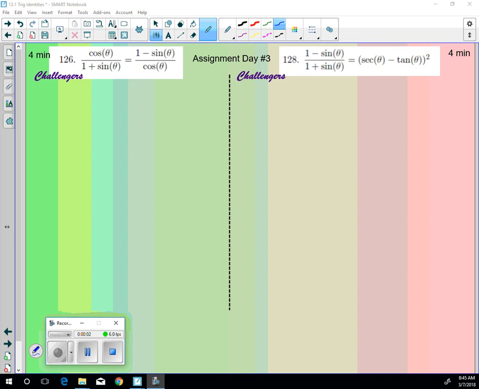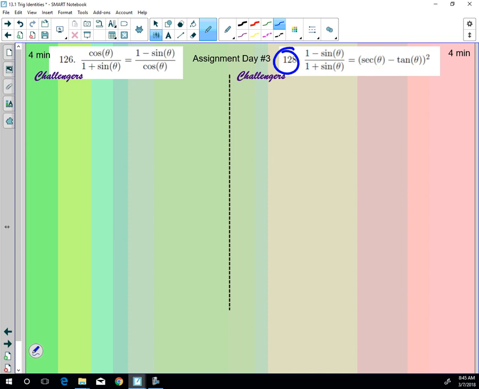Problem 128: 1 minus sine over 1 plus sine equals secant theta minus tangent theta, squared. Where do you want to start? Owen, which side should I do? It's a toss-up, really, but maybe the left side. I'm not really sure. Left side? Let's try it. Let's see if we run into a roadblock.